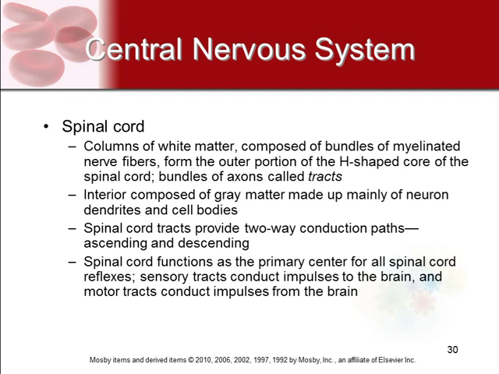So your spinal cord is a two-way conduction system, so it's going to take in that sensory information and then send out that motor information. So messages travel up and down your spinal cord.